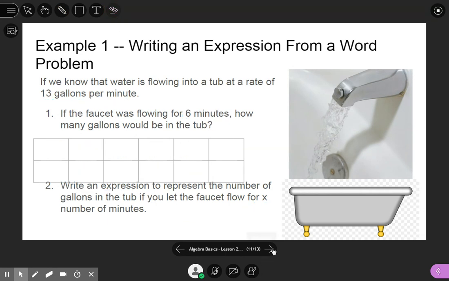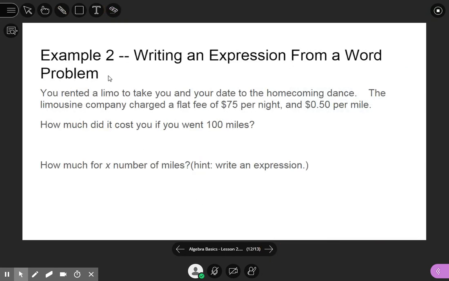All right, here's the next example. And we only have 3 examples, so I'll go quickly here. Writing an expression from a word problem, again, same thing. You rented a limo to take you and your date to the homecoming dance. Oh, that's nice. The limousine company charged a flat rate fee. They actually do that, or U-Haul at least does this. I don't really know a lot about limos, actually. There we go. If we had a flat rate fee of $75 per night, and then right here we have 50 cents per mile.